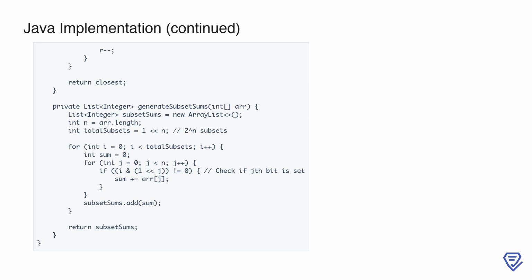For each subset, we iterate over the bits of the binary representation, checking if a specific element in the array should be included in the subset sum. If the bit is set, the corresponding array element contributes to the sum. These sums are collected in a list, which is then returned. This method ensures all possible subset sums are computed efficiently, forming the foundation for our two-pointer search.